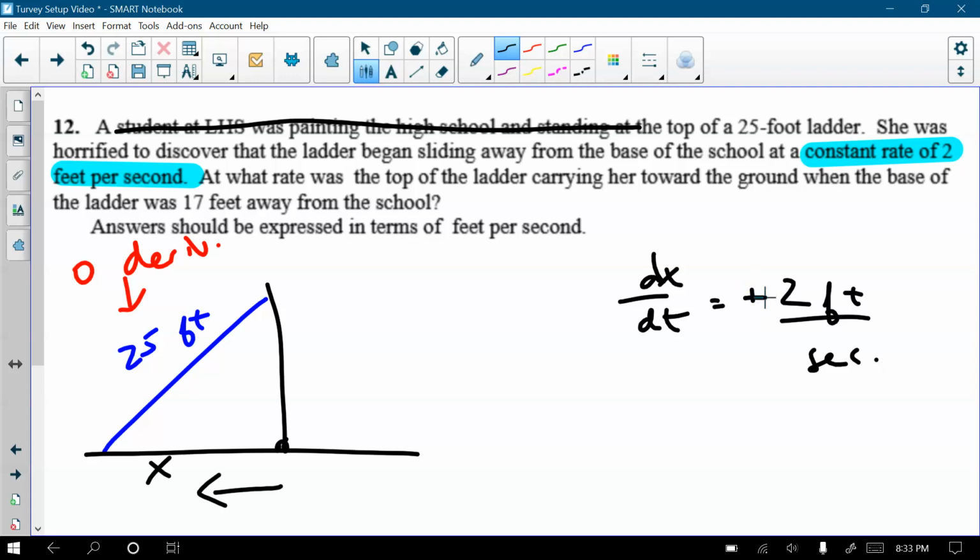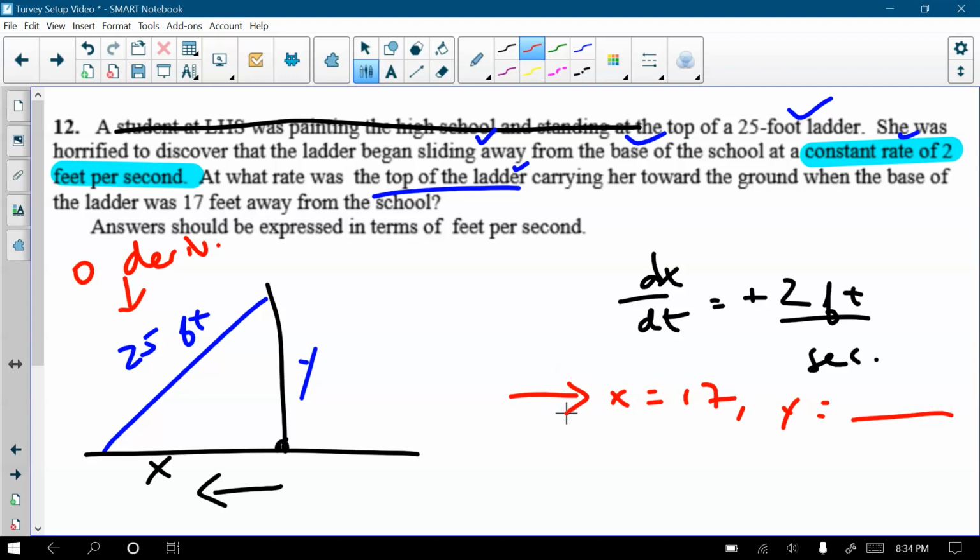Got it. At what rate was the top of her ladder? So let's call the top of her ladder y. Let's check some stuff off. So we use 25 feet. We use sliding away, the base of the school, constant rate. At what rate was the top of the ladder carrying her? Okay, we got that. When the base was 17 feet away, so it looks like x is 17. Okay, when x is 17, well, it looks like you can solve for y with the Pythagorean triplet. Again, you're not really going to use those until your derivative.